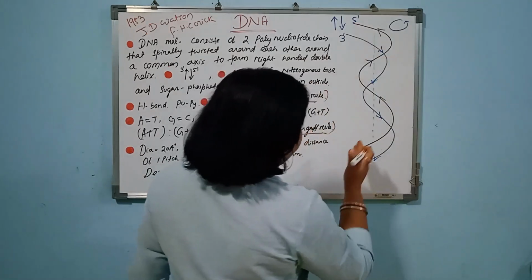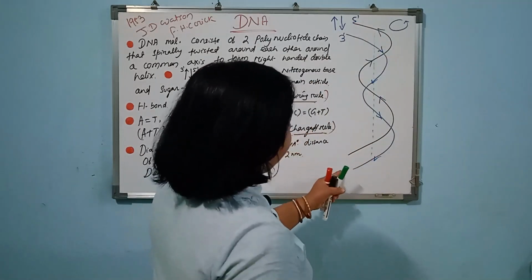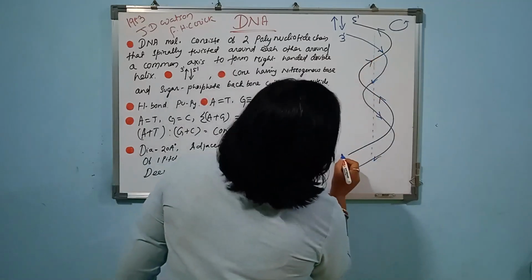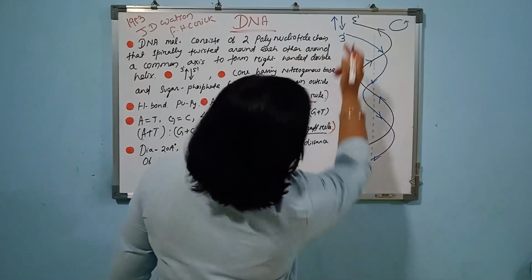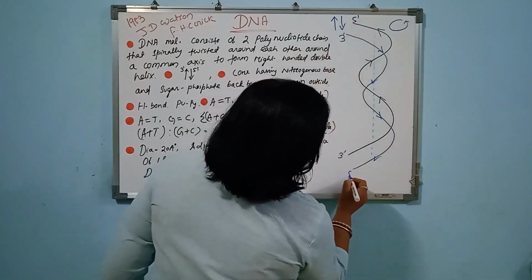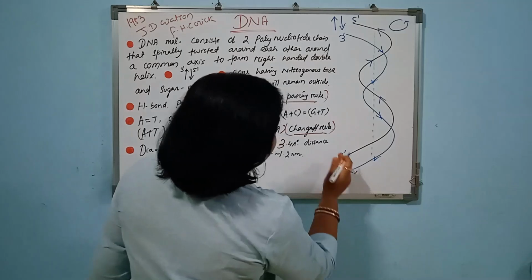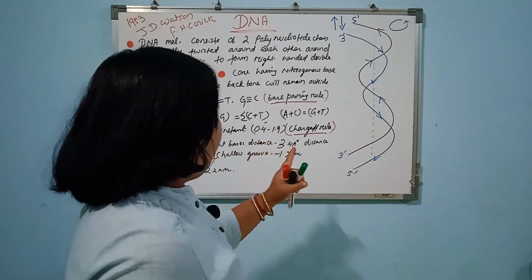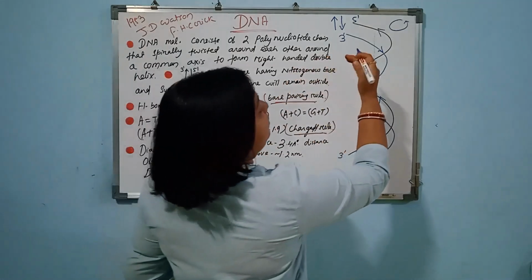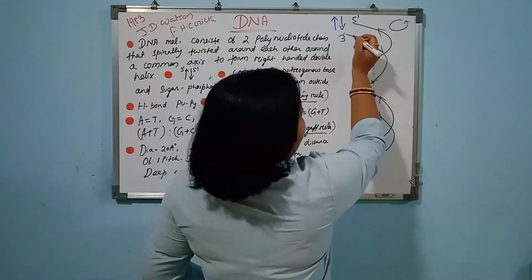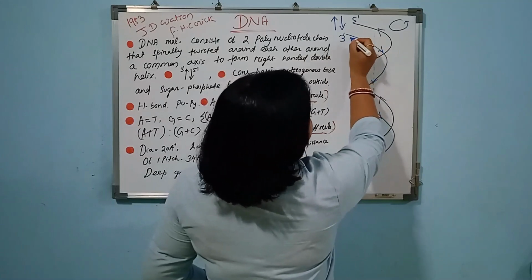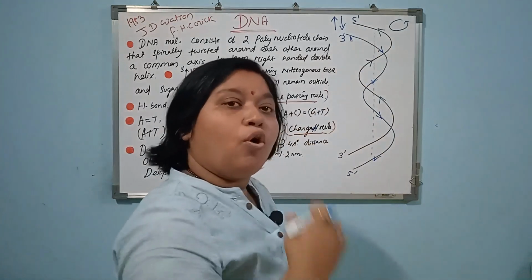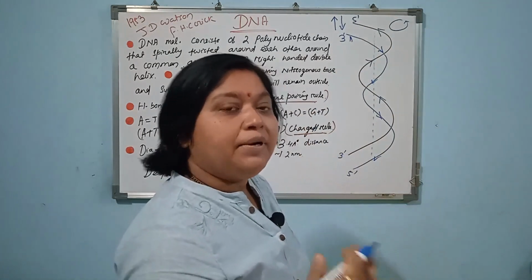In a similar way, if we look at the other end of both the strands, this one has a 3' end because here is the 5' end, and this one has a 5' end. Both will face towards each other. And each nucleotide, if one has a purine base, the other will have a pyrimidine base.